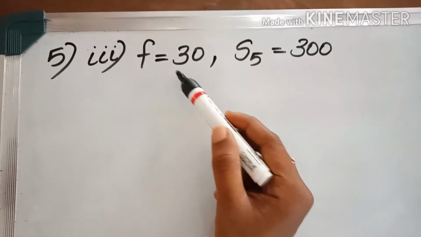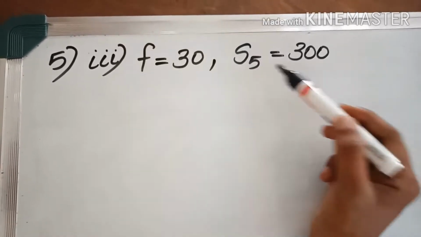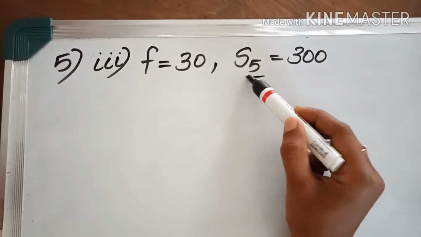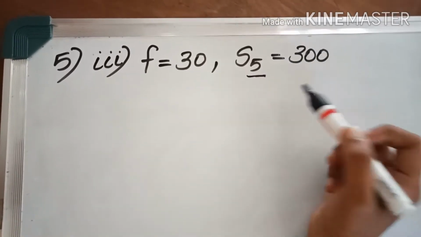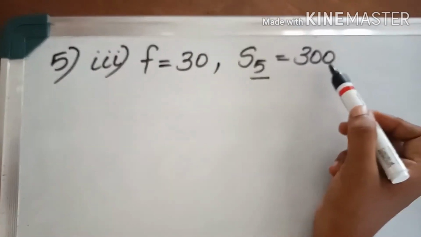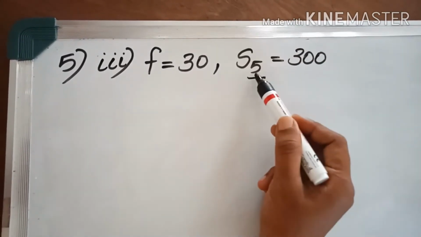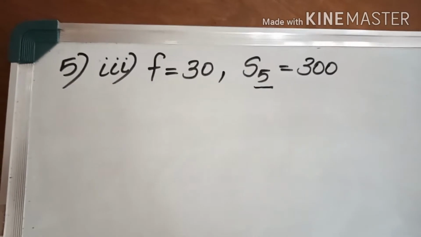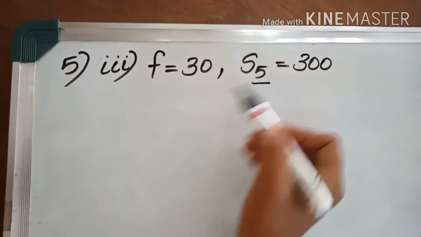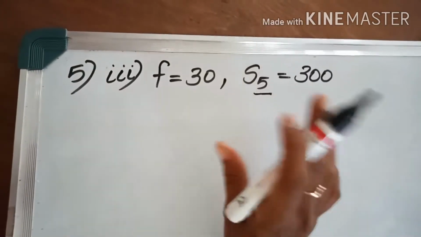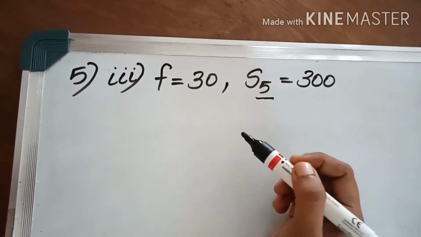In the third sub question also the first term is 30 and the sum of the first 5 terms is given. 5 terms means it is an odd number, so we can apply the average rule. With the first 5 terms summing to 300, the middle number will be 300 divided by 5. So which is the middle number? 3 is the middle number, with 1, 2 on one side and 4, 5 on the other. So 3 is the middle number.